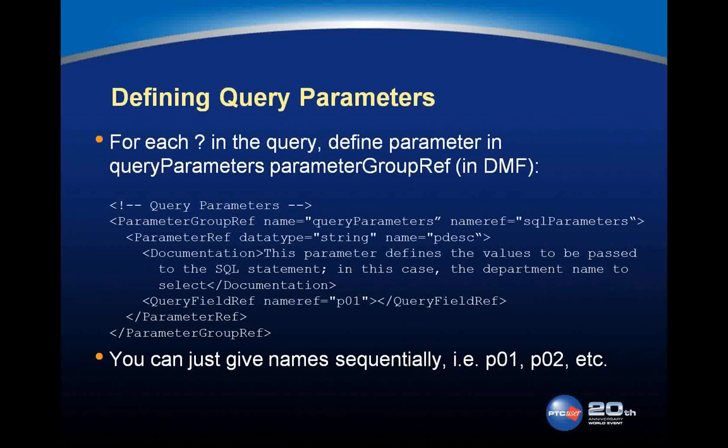So now that we have a question mark in there, we have to give Arbortext a little bit of information about what that means and how to handle it. So for every question mark, you have to define a parameter in the query parameters group. Okay, so you'll have a parameter ref, you can give it a data type, and then you give it a name ref, which is just a string that you use.